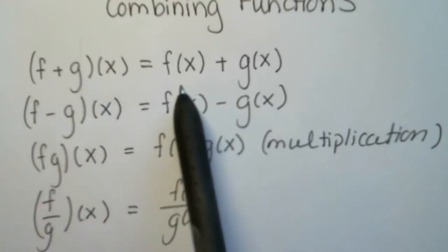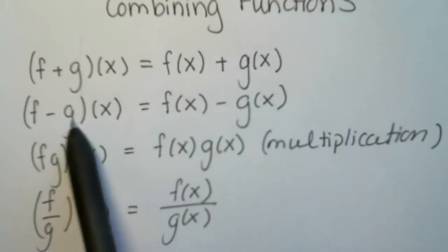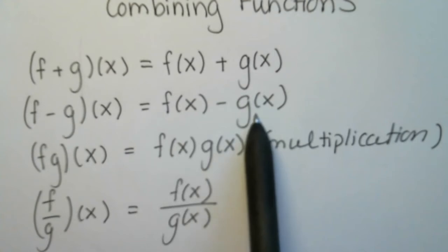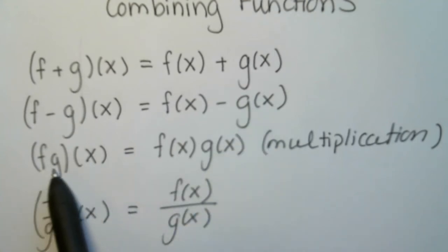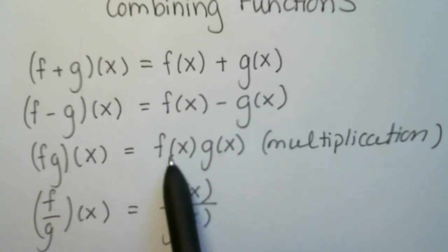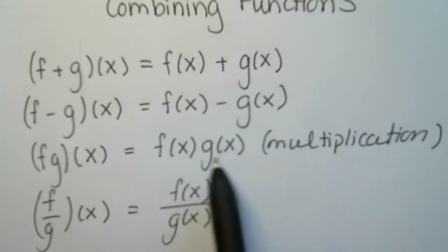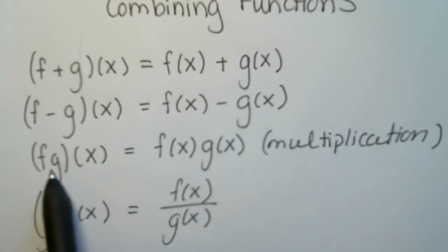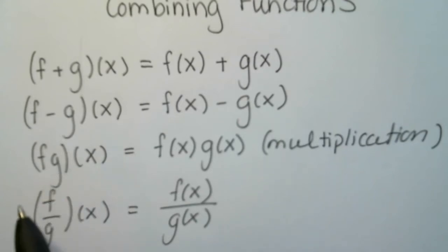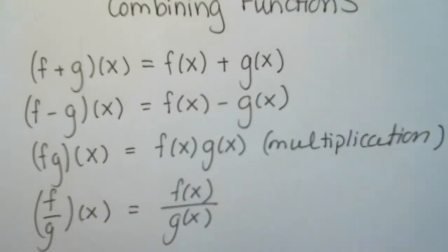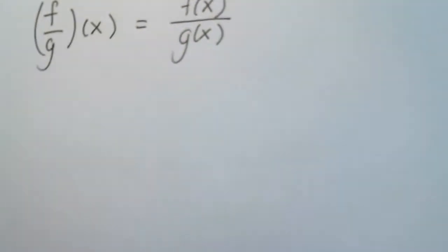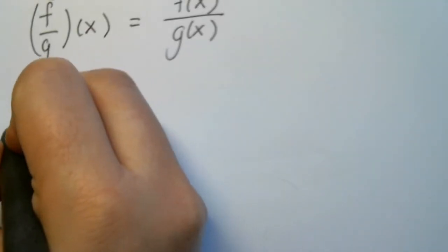Adding two functions, you just add the two functions together. Subtracting two functions, you would subtract them. This is f times g, where you multiply the two functions together. I think this is the one where the notation might be confusing because they're just written next to one another. But that's the same thing we do normally, it's just write two things next to each other to indicate multiplication. And then f over g, of course, is division. All right, so let's look at an example.